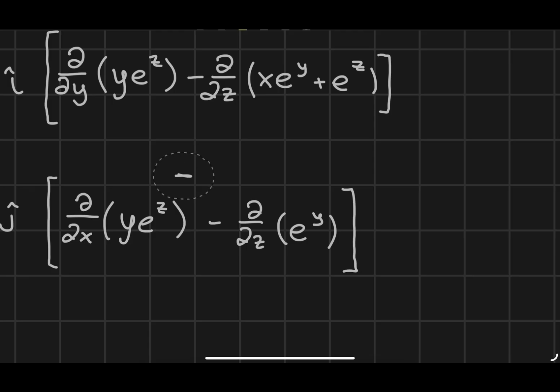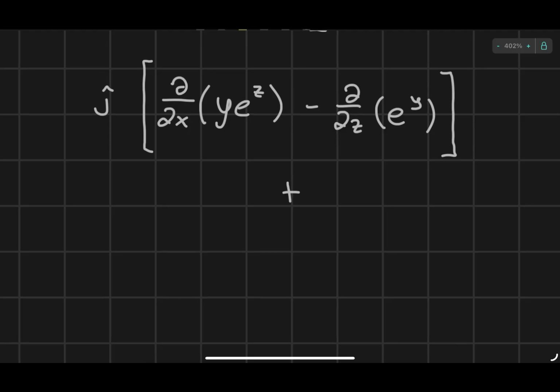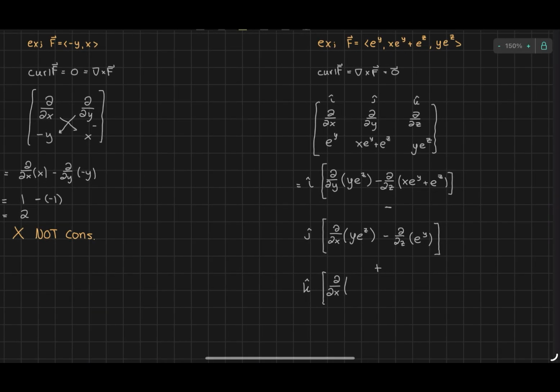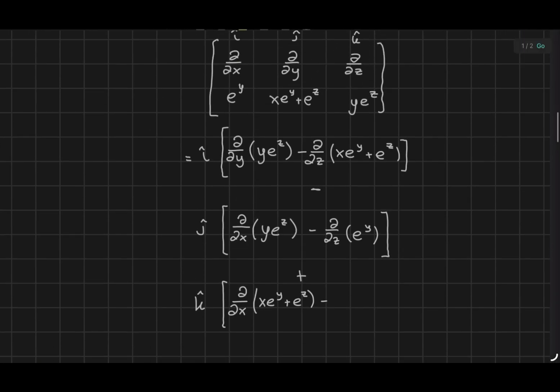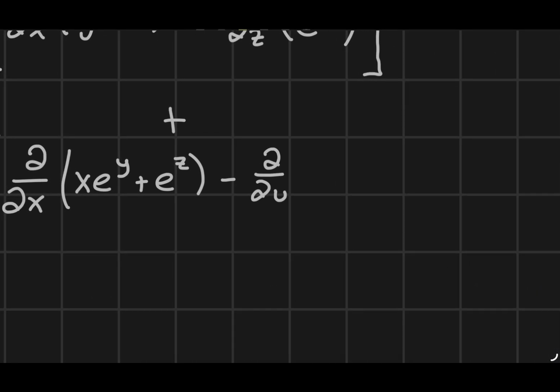Let me move this out of the way a little bit. Now we're going to be adding our k component, which is going to be the partial of x e to the y plus e to the z with respect to x minus the partial of e to the y with respect to y.